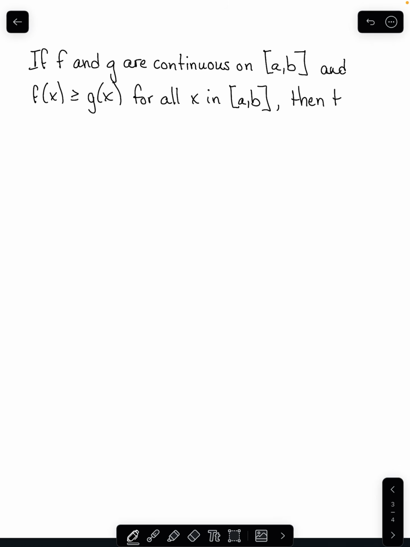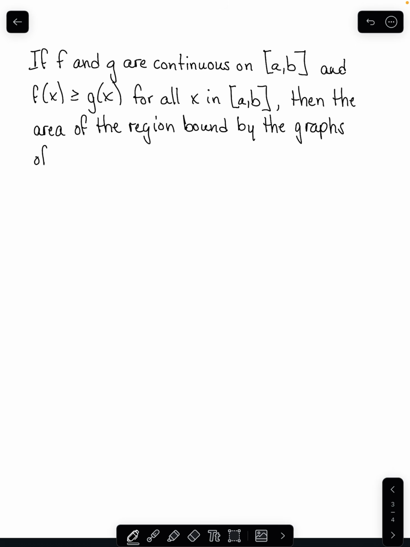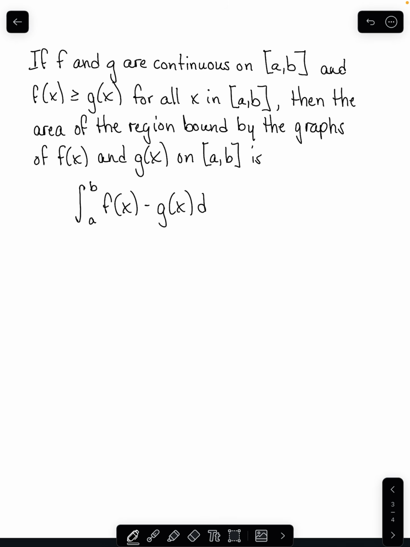In this case, the area of the region bound by the graphs of the functions on the interval a to b is given by the definite integral from a to b of f of x minus g of x dx.